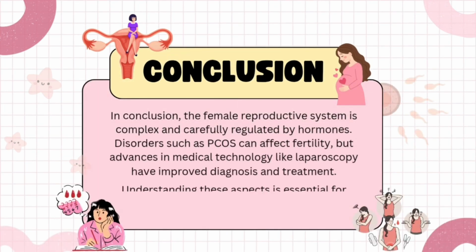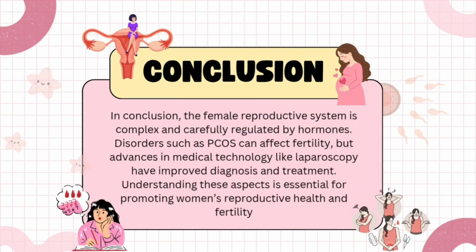To summarize, the female reproductive system is complex and carefully regulated by hormones. Disorders such as PCOS can affect fertility. However, with advances in medical technology like laparoscopy, we can improve the diagnosis and the treatment. This will help in promoting women's reproductive health and also fertility.